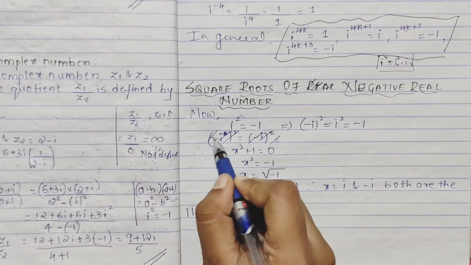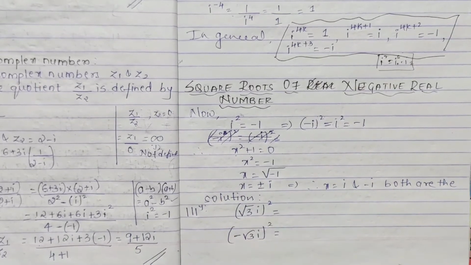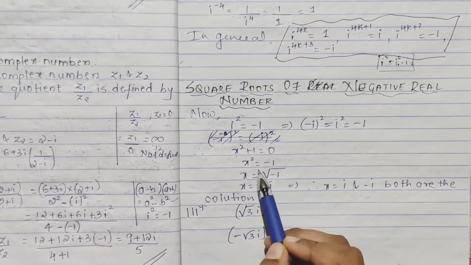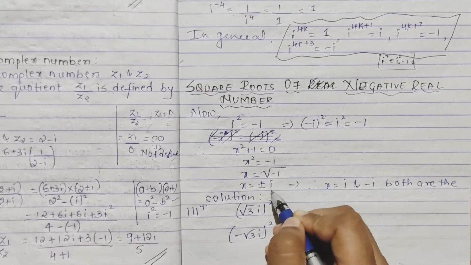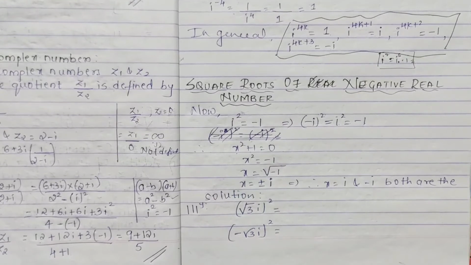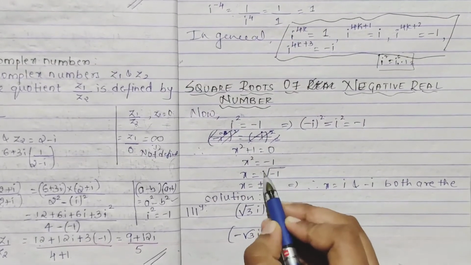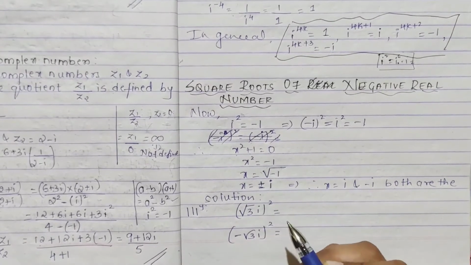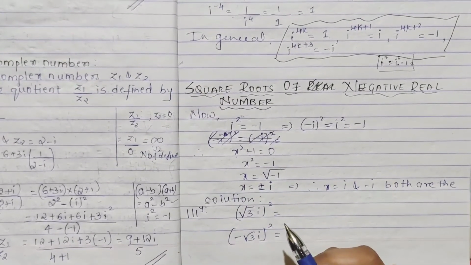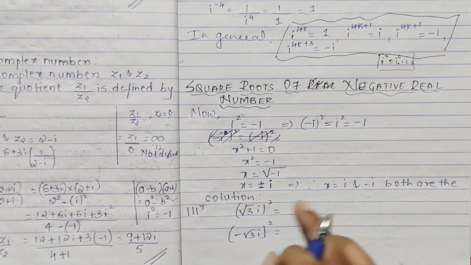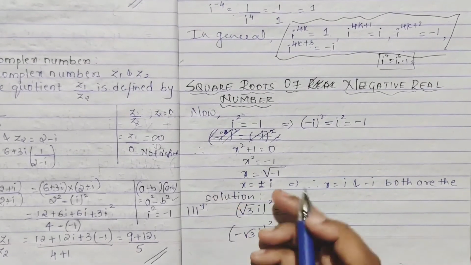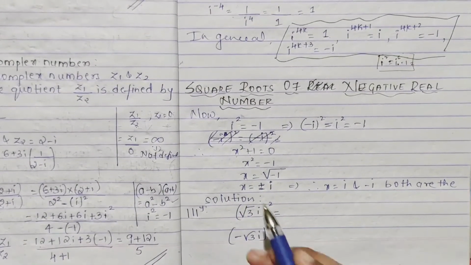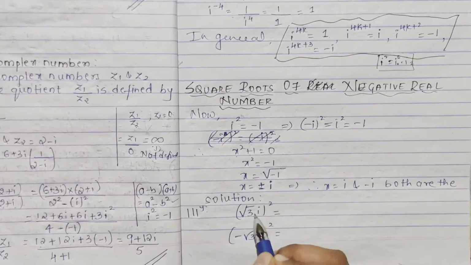See, x square plus 1 we had done at the start, where we were getting root of minus 1. What I have told you is that we denote root of minus 1 as i, right? But whenever you are removing the square root, we write plus or minus. Therefore plus i and minus i both are the solutions of this equation.